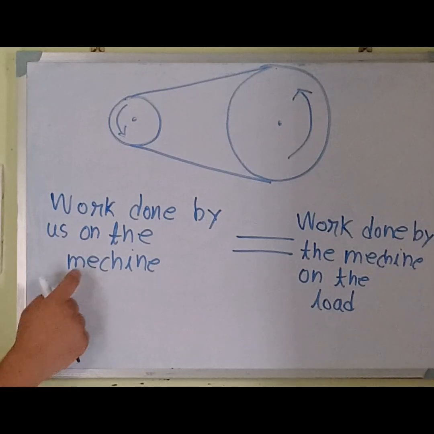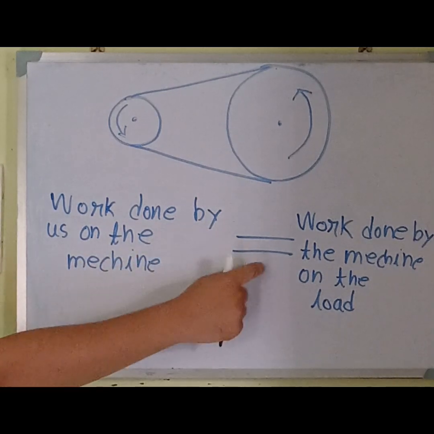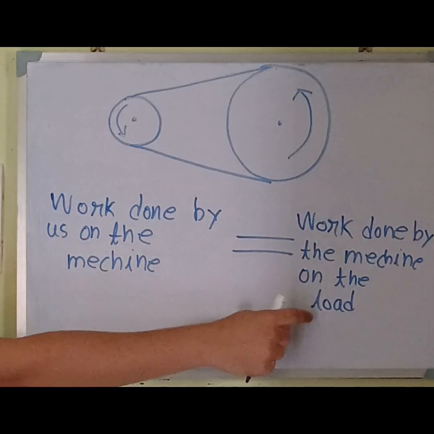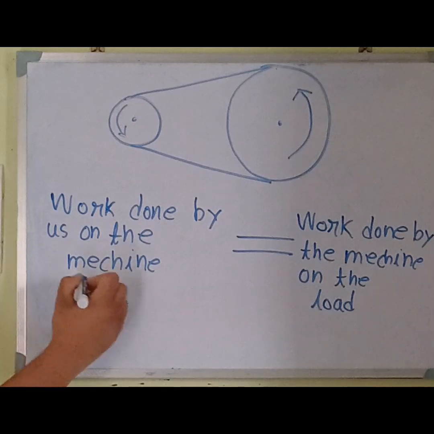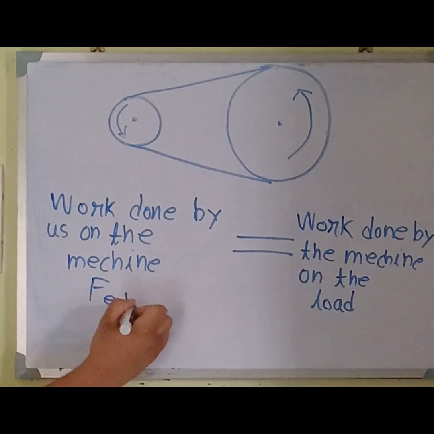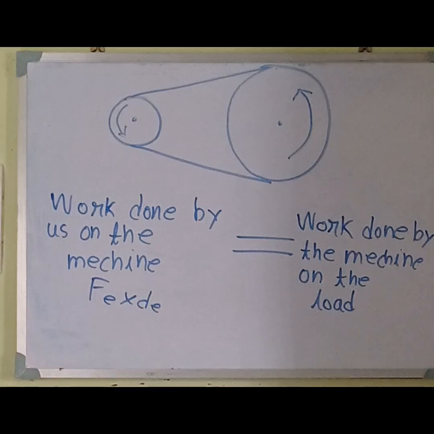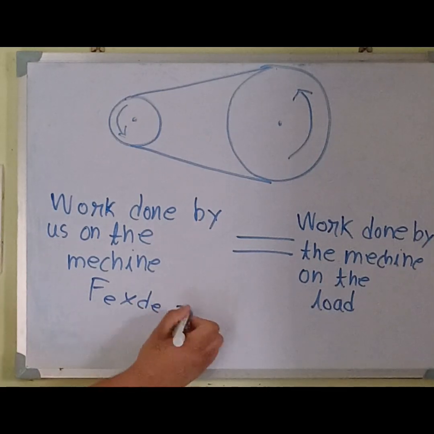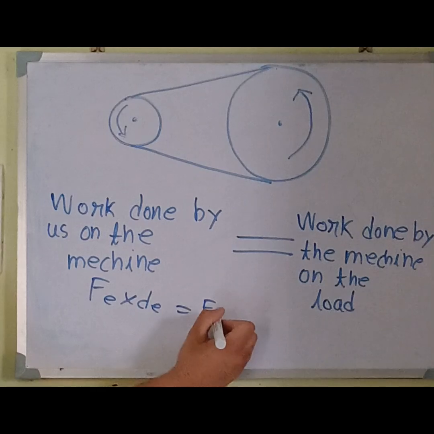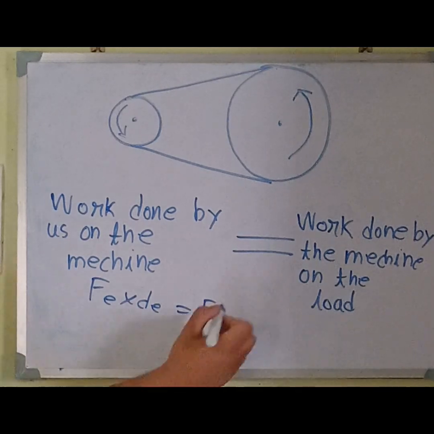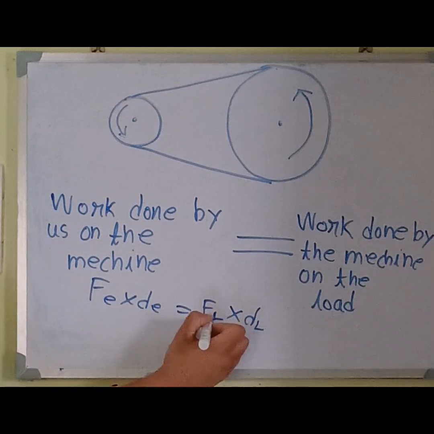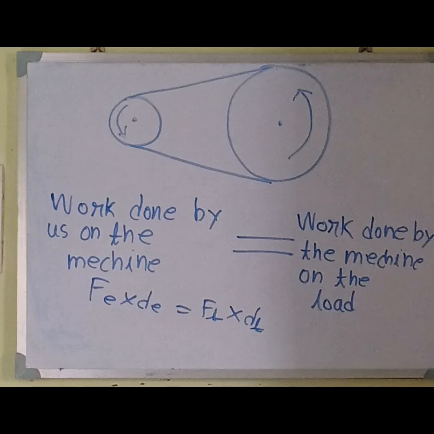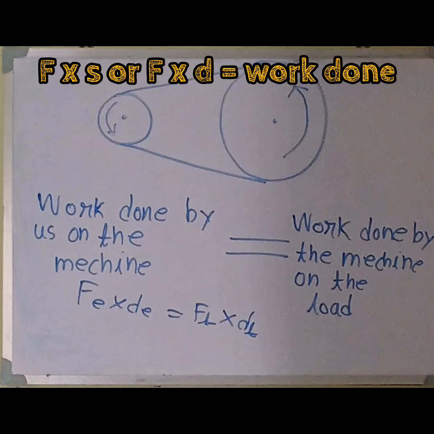Well, that means the work done by us on the machine is equal to the work done by the machine on the load. That means the force applied by us on the machine, that is Fe, multiplied by the displacement of the point of effort, that is dE, equals the force applied by the machine on the load, that is Fl, multiplied by the displacement of the point of load, that is dL. Now we know that F into D or F into S equals work done. That's the formula of work or energy.